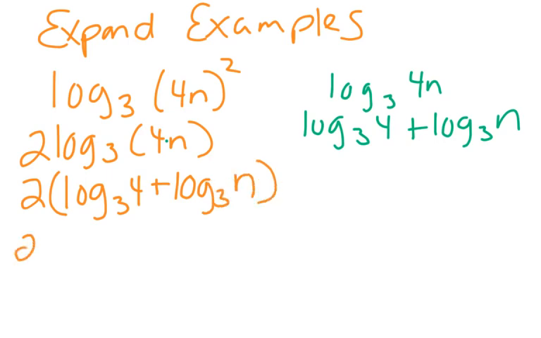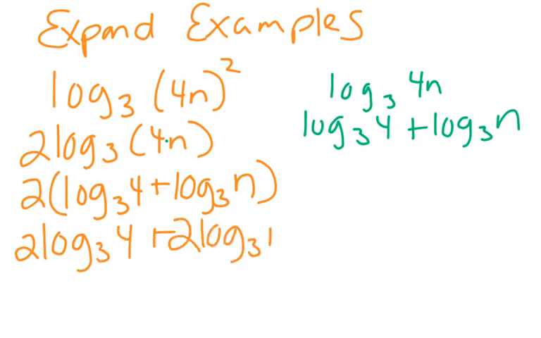And then you can either leave it like that or you can distribute the 2 through the parentheses. So you'd have 2 log base 3 of 4, and then 2 log base 3 of n, and you can write it like that. Okay, and now you've got it expanded all the way out.